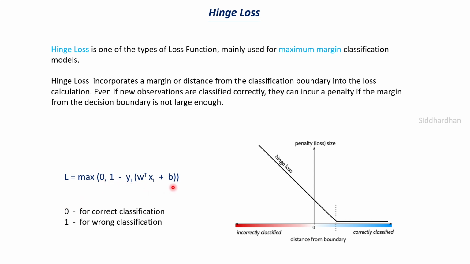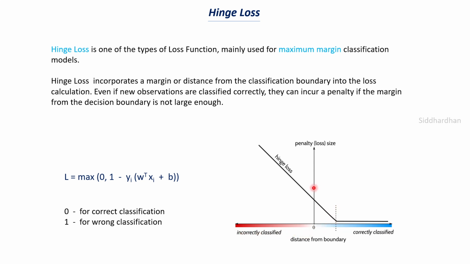I'll also substitute some values and explain how this works. Now let's try to understand this. This will make more sense to you. We are taking the distance from the boundary here. We have the margin boundary, right? This is the distance from the boundary, and on the y-axis we are taking the penalty. Penalty is nothing but your loss value, your hinge loss value. All the points on the right side represent correctly classified points, and all those on the left side represent incorrectly classified points.